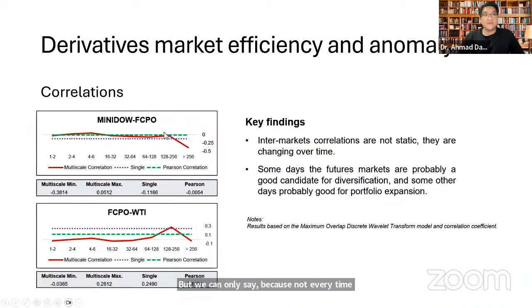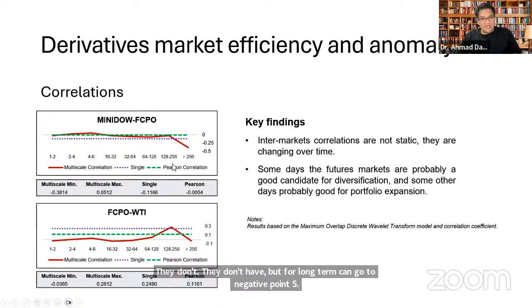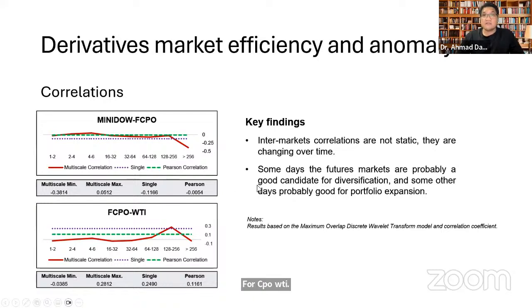Right, mini Dow and FCPO, most of the time they don't have correlation at all, but for the long term can go to negative 0.5. For CPO and WTI, unpredictable. I would say unpredictable.